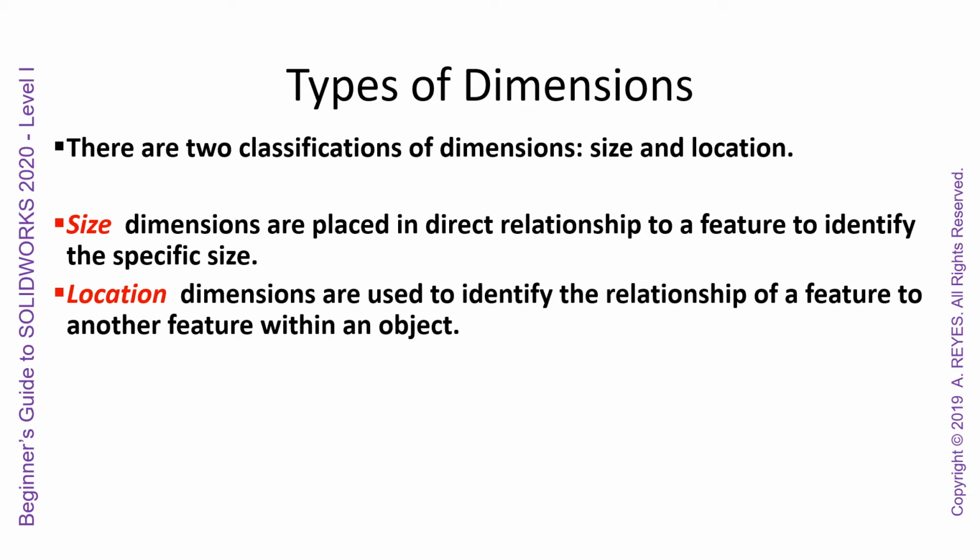Size: the dimensions are placed in direct relationship to a feature to identify the specific size. And location: the dimensions that are used to identify the relationship of a feature to another feature within an object. So maybe this is a hole from another hole, or a hole from the side of the part, or a cylindrical feature, and where that might be on the part.